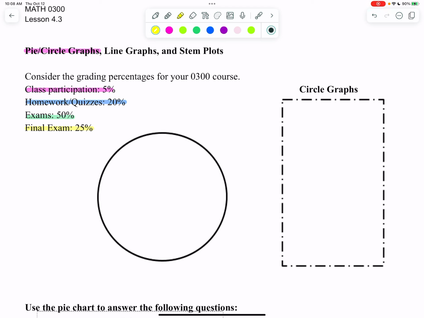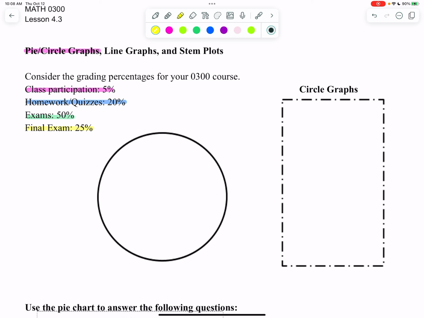Now, since we have one big chunk, the 50%, and some others that are relatively small compared to that, a circle graph is perfect for this type of representation because it lets you see how much a certain portion counts toward your grade in picture form.